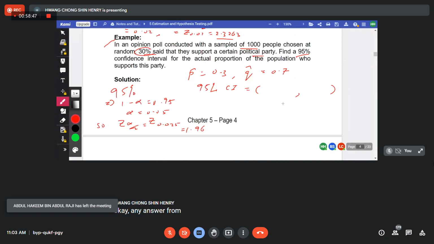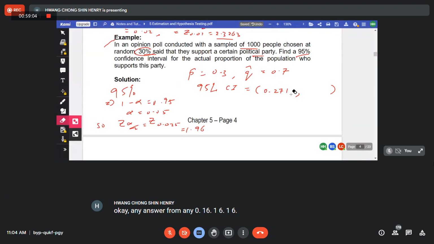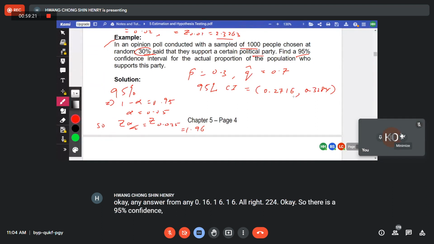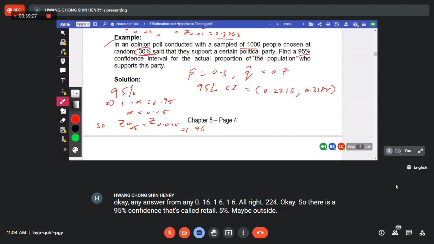Okay, any answer from anyone? 0.2718 on the left, 0.3284 on the right. Okay. So that means you have 95% confidence that the value is between these two ranges. 5% will be outside. 5% error means they're outside this range.